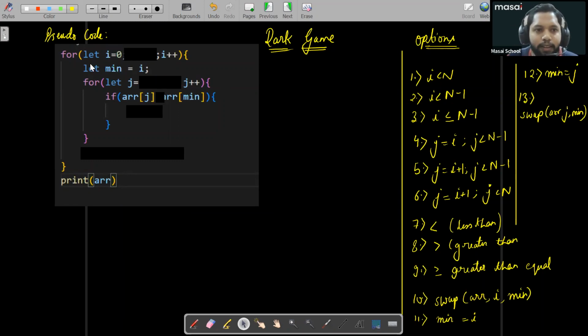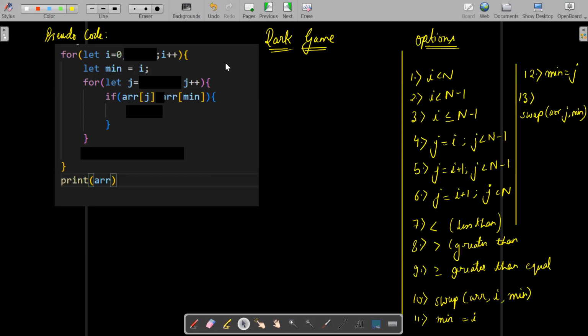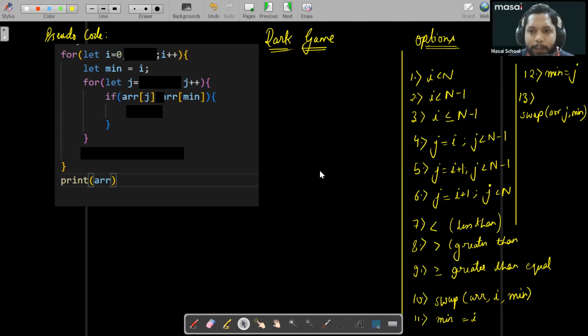It says, for let i equals 0, i is going till somewhere. So anybody, here are some points. Pradeep Singh, be assured, you have to say correct. Pradeep Singh, can you unmute yourself? Yes, sir. Good afternoon, sir. Okay, good afternoon, Pradeep.